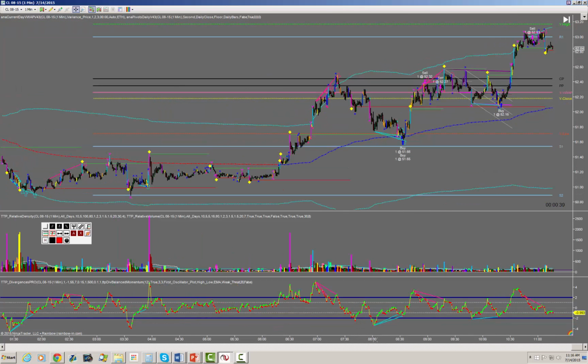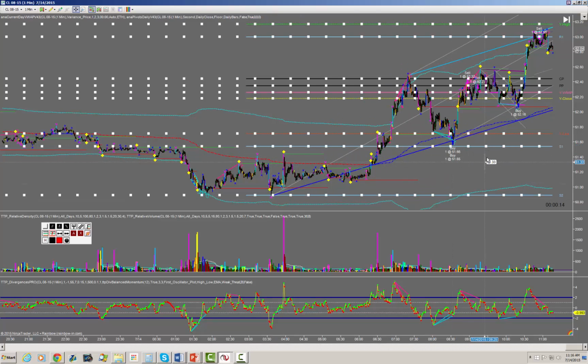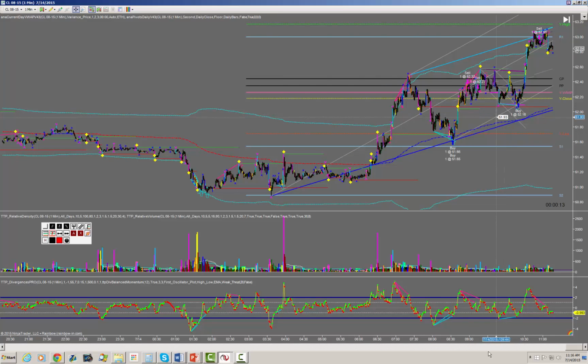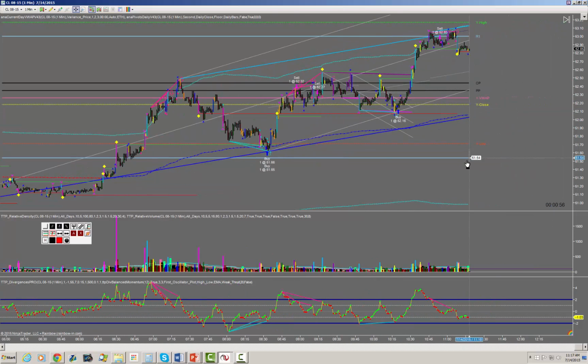Let's draw back here from low to low, from the low here to here, and that gives us the lower median line right there. You see? This silver line, that's the lower median line. So it's where the median line from here intersects the lower median line from the uptrend channel. Everything comes together right there.